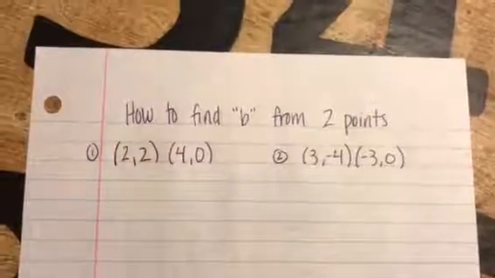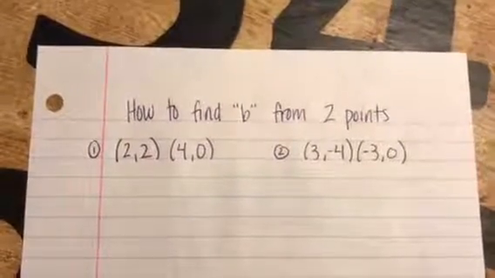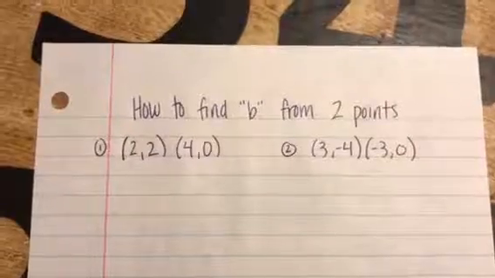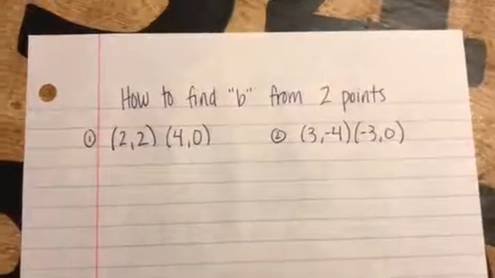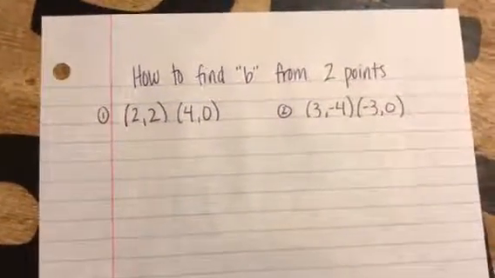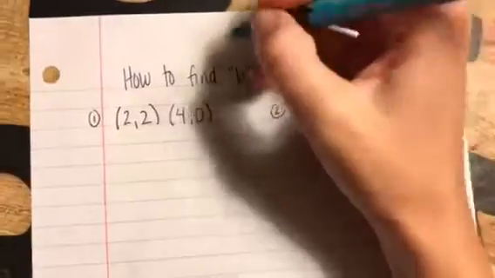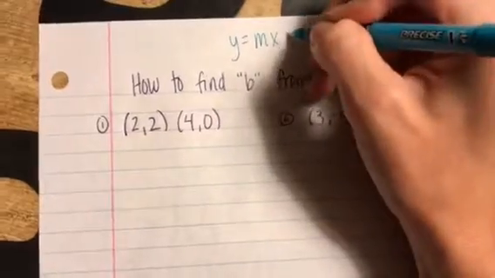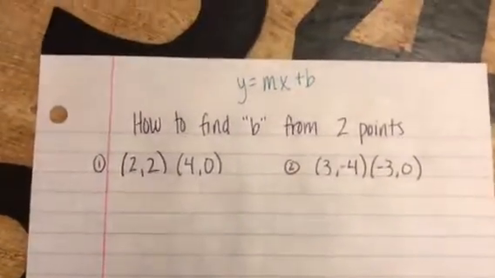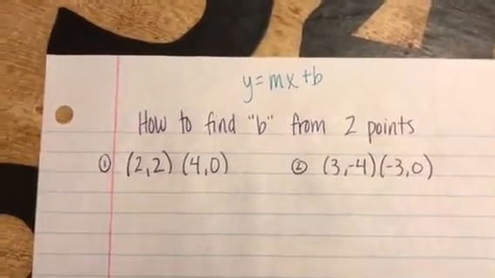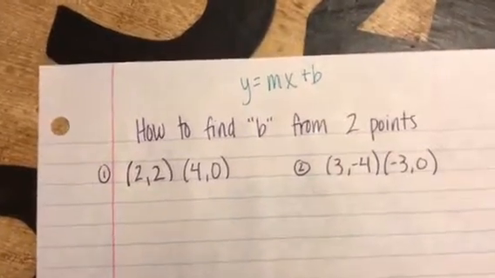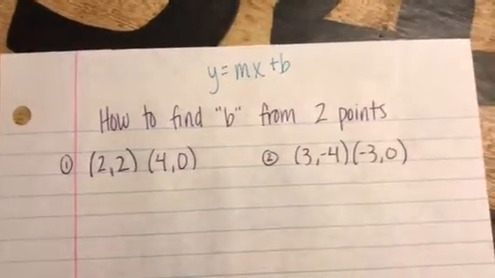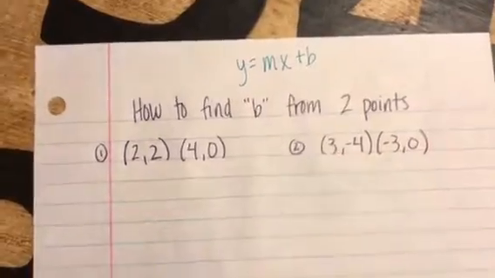Hello class, today in this video I'm going to show you how to find b, or the y-intercept, if all you're given is 2 points. We know that we have this equation, y equals m times x plus b. That is the equation for a line, one form of the equation. And we're going to use that equation today to help us figure out what b equals.